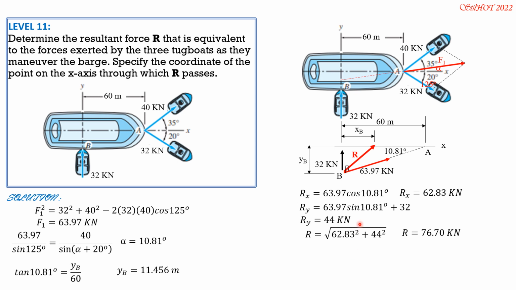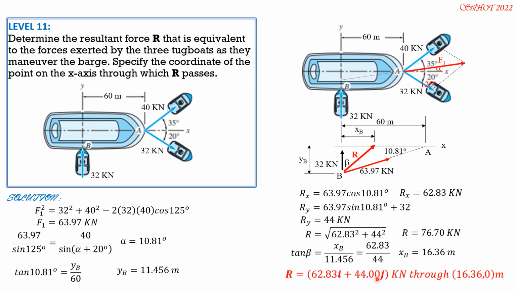So let's call this angle beta, so that tangent of beta is xb over yb. Yb has been found. And it is also equal to Rx over Ry. Tangent beta equals xb over yb, 11.456. It is also equal to Rx, which is 62.83, over Ry, 44. So we can now solve xb: 62.83 times 11.456 over 44, 16.36 meters.